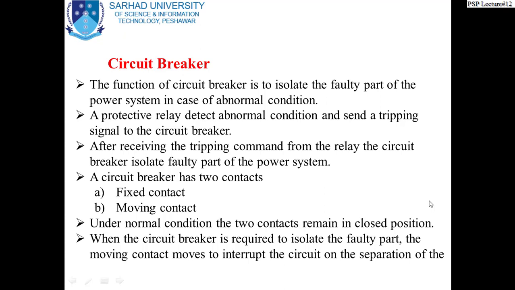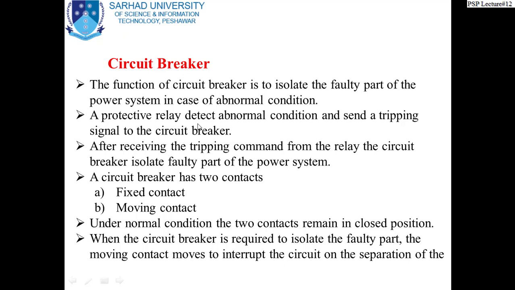Now the function of the circuit breaker, as you see on your screen, is to isolate the faulty part of the power system in case of abnormal condition. Its function is only during abnormal condition. Even it can be opened manually when we have some maintenance works to perform on the system. So we have to open it manually. But the actual function is to isolate the faulty part of the system automatically.